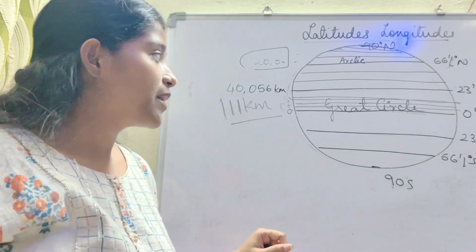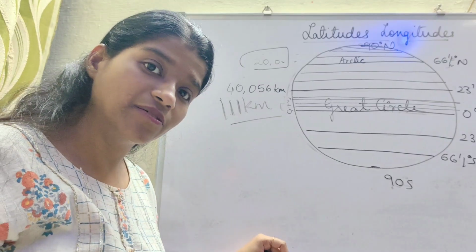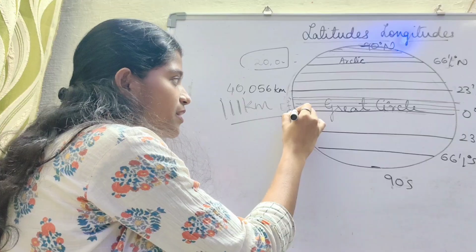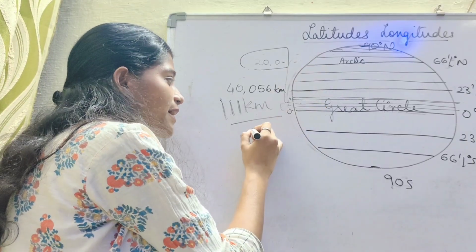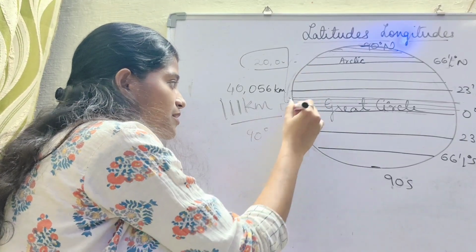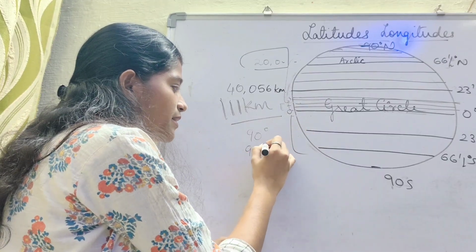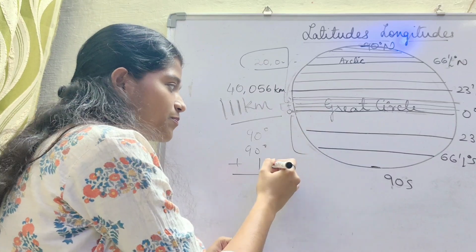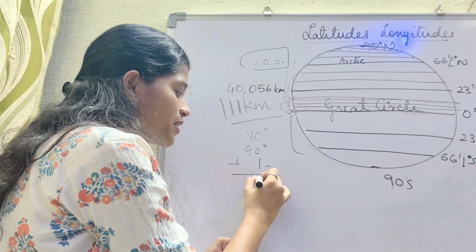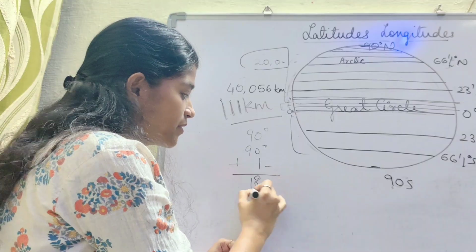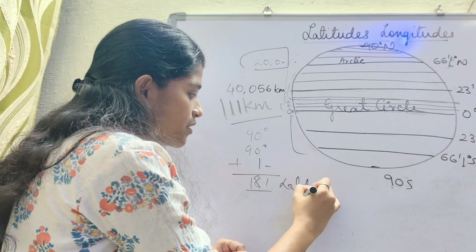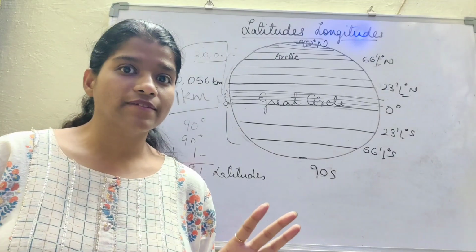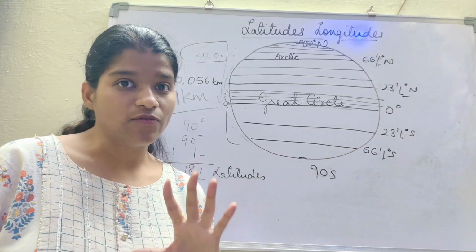Okay, now we have to see how many lines of latitudes are there on the globe. So this is 0 degree. Above 0 degree there are 90 lines. Below 0 degree again 90 lines, and plus 1, this equator line. So how many lines of latitudes are there? 181. Okay, 181 lines of latitudes are there.